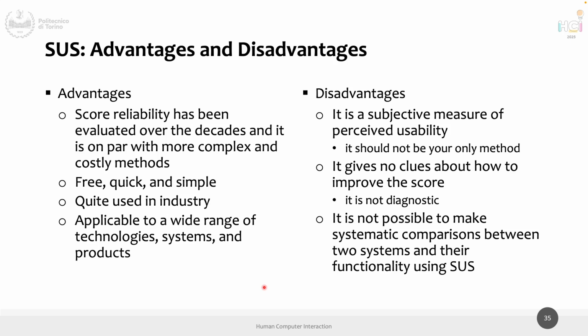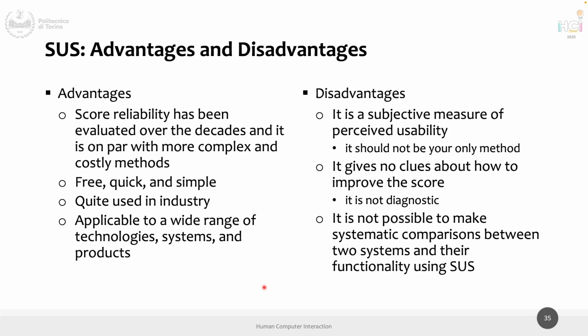Advantages. It's reliable. The score reliability has been evaluated over decades, almost 40 years now, and it's on par with more complex and costly methods and questionnaires. It's also free, quick, and simple. Just 10 questions, 5 points per question. It's also quite used in industry, so people in industry know about the SUS scale, and it's applicable to a wide range of technology, systems, or products because sentences are quite general.